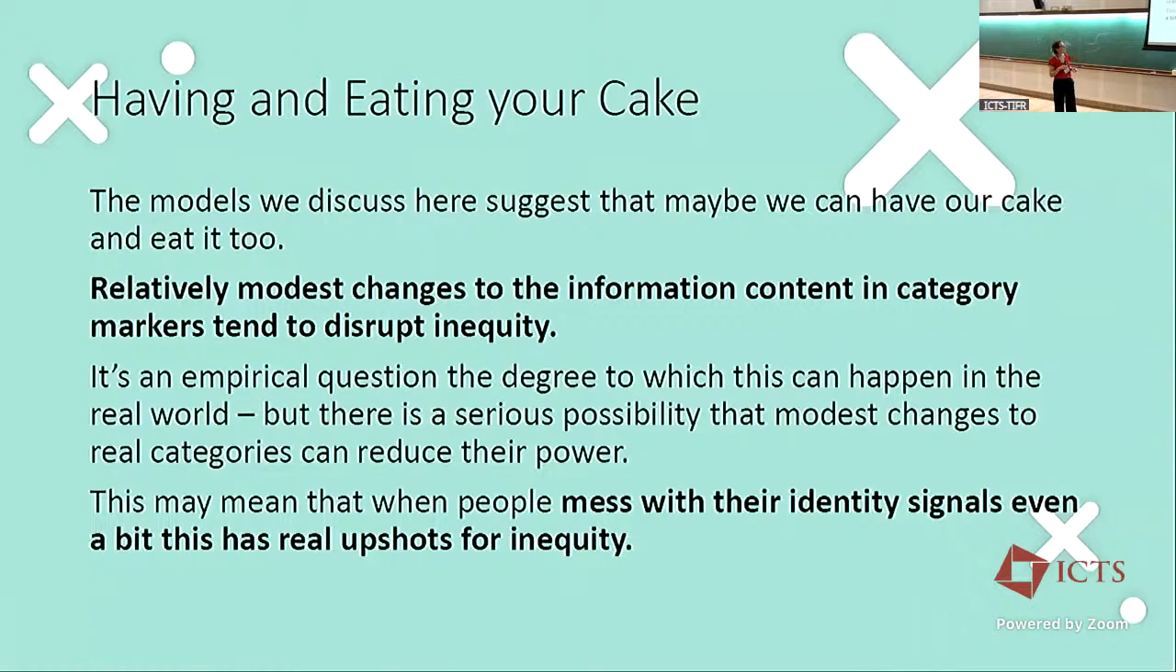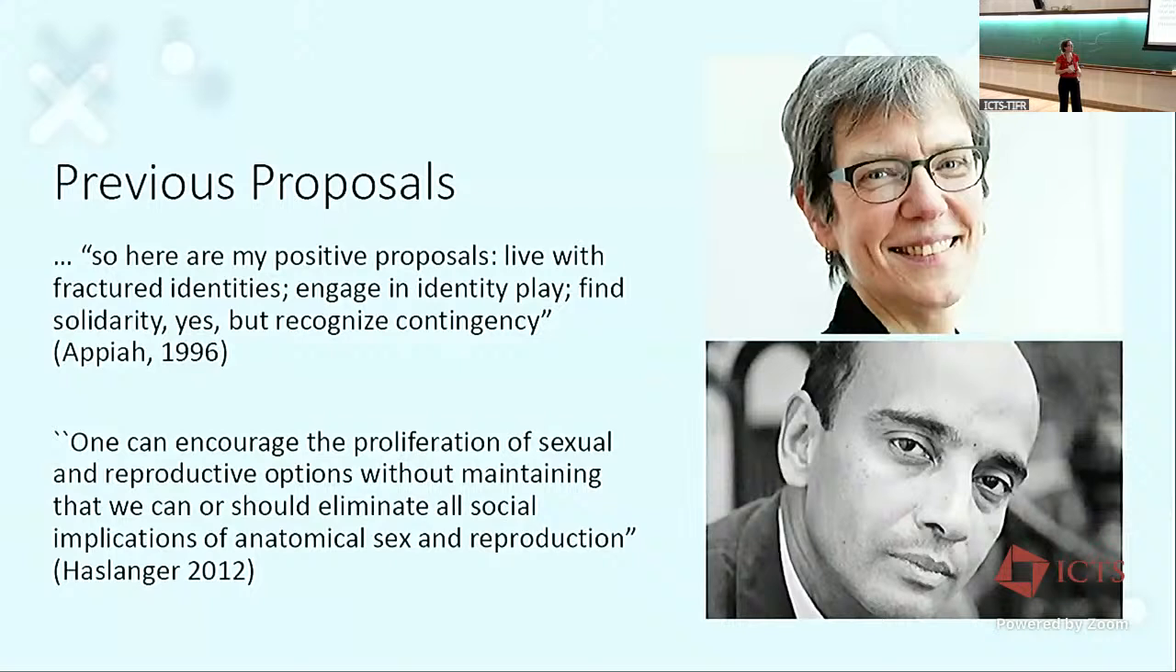These are models, so it's really an empirical question how much you have to change and to what degree to disrupt inequity. But we think there's at least a serious possibility that these more modest changes might reduce the power of these categories and tags and their markers. So maybe messing with identity signals can have real upshots for inequity. And in the paper, we point out that in the case of gender, that actually seems to be happening. We're in the middle of that process, where in a lot of places people are messing with their gender signals and their gender identity and decorrelating a lot of the things that go together in the gender case. And it does seem to be playing a role in reducing gender inequity.